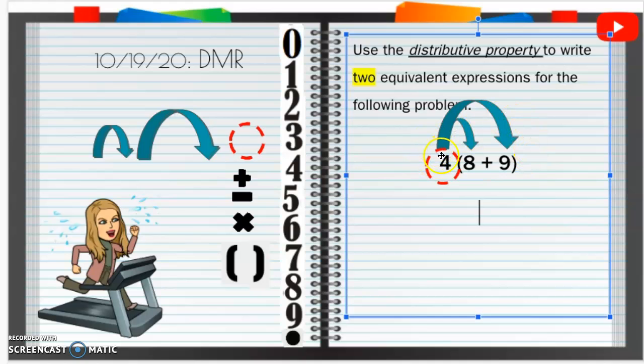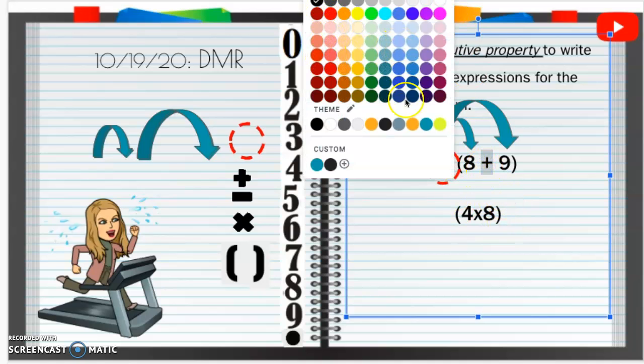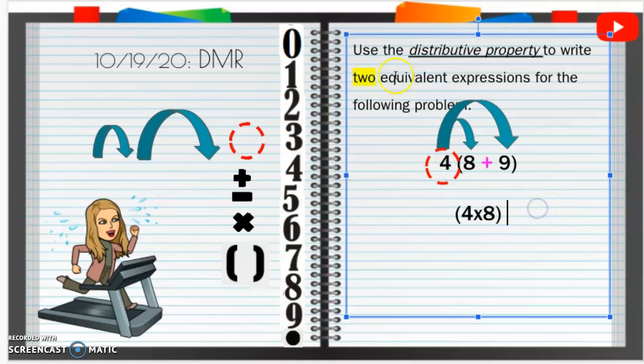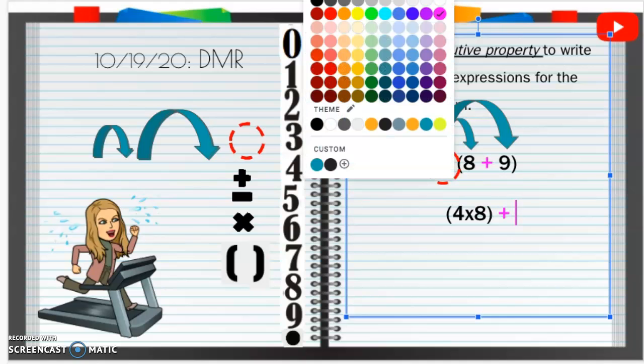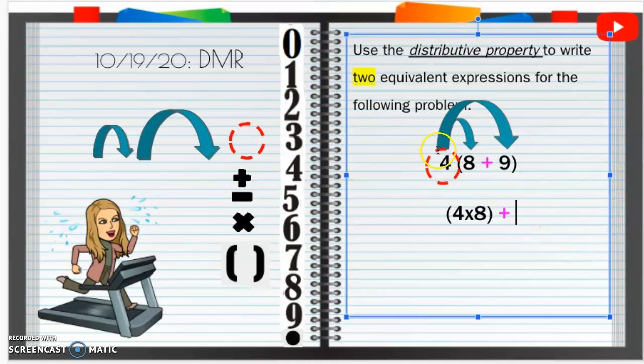Alright, so the first thing that we did was 4 times this 8. That first number in there was 4 times 8. So I'm going to put in parentheses 4 times 8. Then what symbol do we have here? We have an addition symbol. So we are going to keep that plus. And then we had our 4 times 9. So I'm going to put that in parentheses, 4 times 9. So that's one way. Now let's do another way.